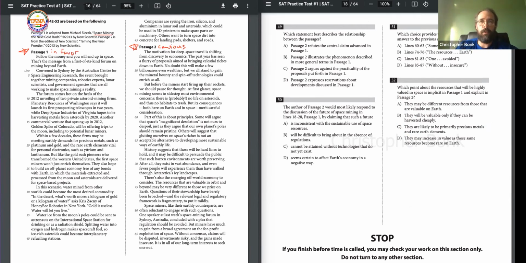So on 49, what are our ideas right here? Which statement is best for describing that passage one is fully in favor, whereas passage two has more of a cautious approach to things?